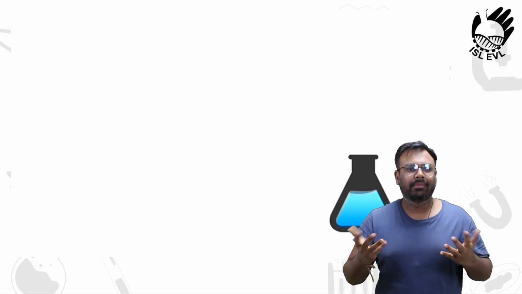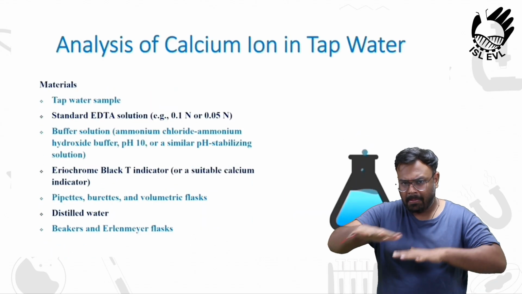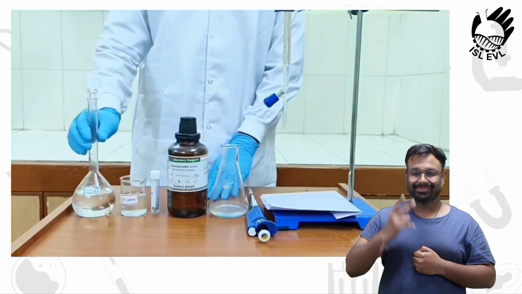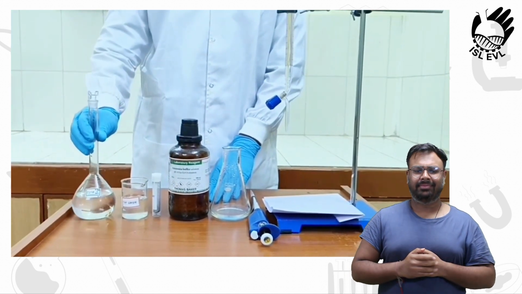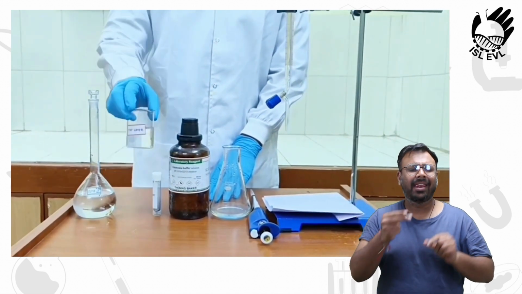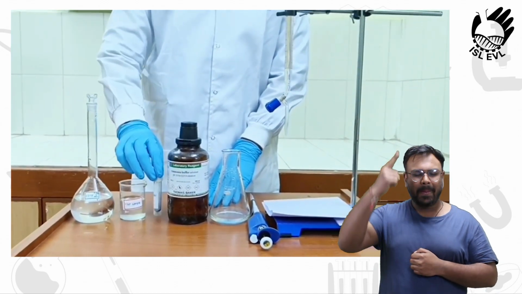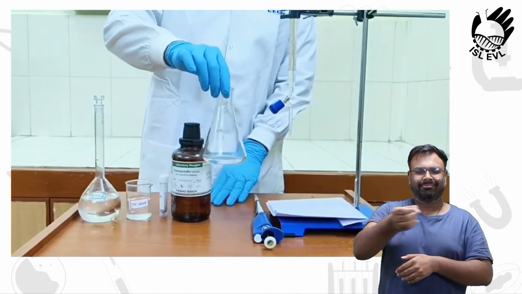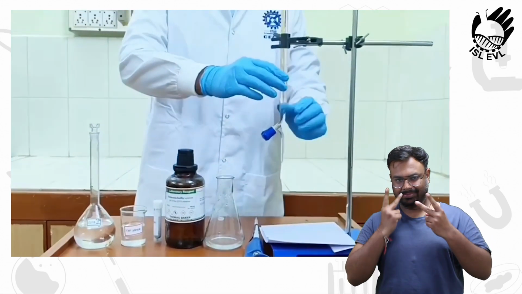Then we are moving to analysis of calcium ion in tap water. For this titration, we prepared the following materials: standard EDTA solution, tap water, Eriochrome Black T indicator, ammonia buffer solution, conical flask, pipette, and burette filled with standard EDTA solution.